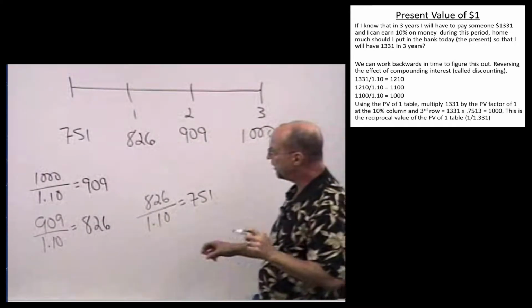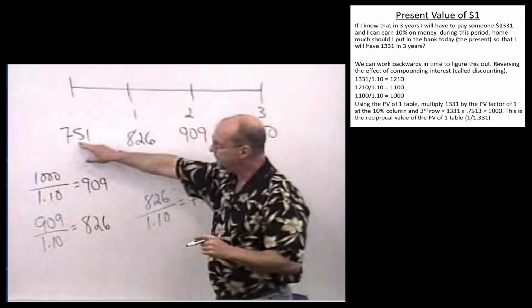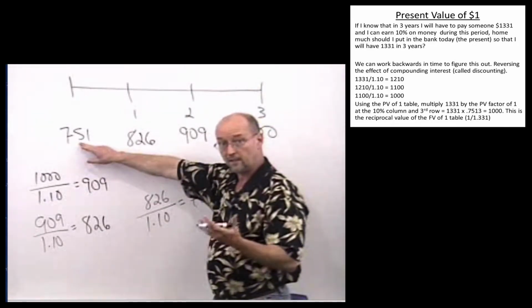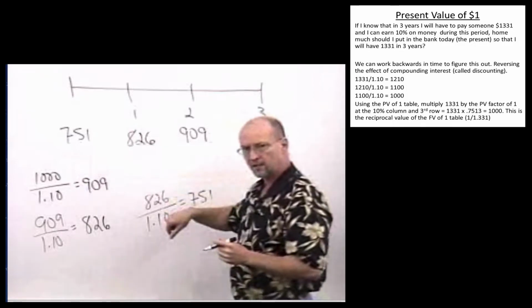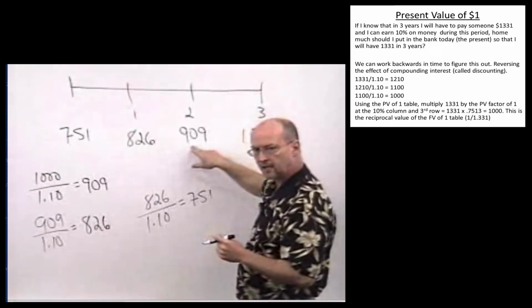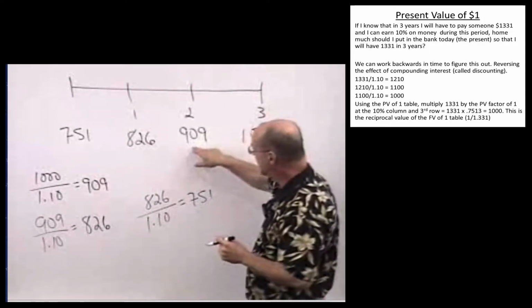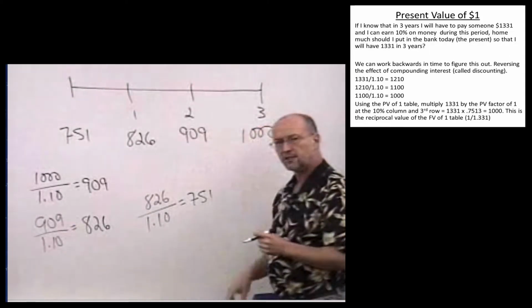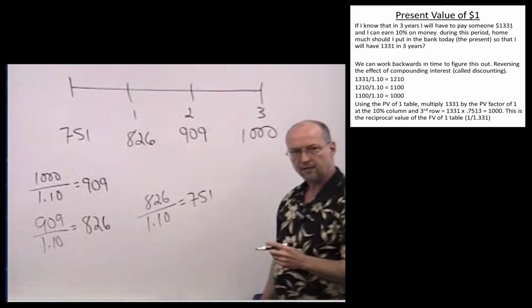And go ahead and prove that on your own. If you multiply 751 times 1.1, I'm earning 10%, you get 826. 826 times 1.1 will give you 909 at the end of the second year. And 909 times 1.1, you'll have your $1,000 at the end of the third year.